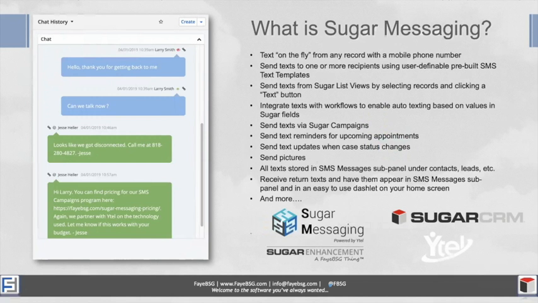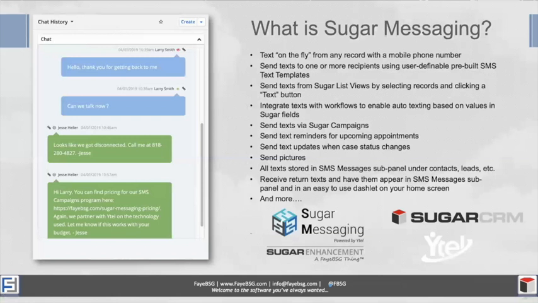As I go through them, we can text on the fly from any record with a mobile phone number. We can send text to one or more recipients using user-definable pre-built SMS text templates. We can send text from the Sugar list view inside the contact or the lead list views by simply hitting a text button. We can integrate text with workflows to enable auto texting based on values in specific Sugar fields. We can send text via Sugar campaigns, send reminders for upcoming appointments, and send text updates when case statuses are changed.